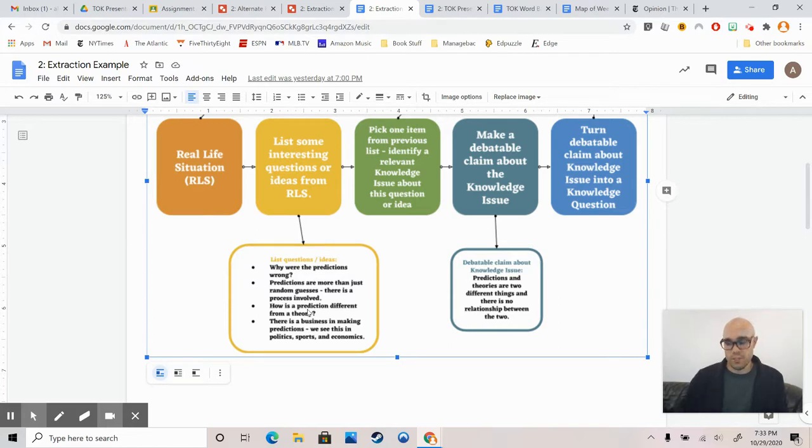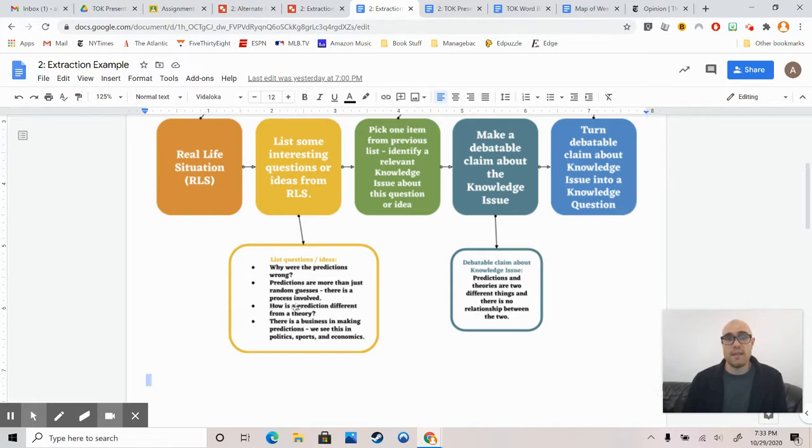So the questions that I asked were, why are the predictions wrong? Predictions are more, you can also have ideas as well. Predictions are more than just random guesses. There is a process involved. Kind of got that from the article. I asked this question, how is a prediction different from a theory?